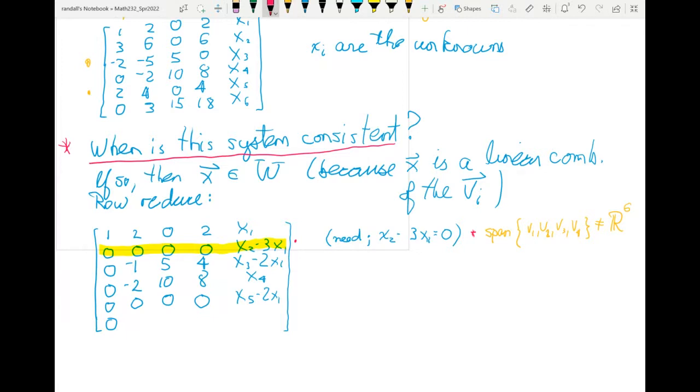I'll put a little red dot there because that's another condition, and that's a different condition. So I need also that x5 minus 2x1 be 0. That's another condition on these entries. And then what do I have at the bottom row? It stays what it is.